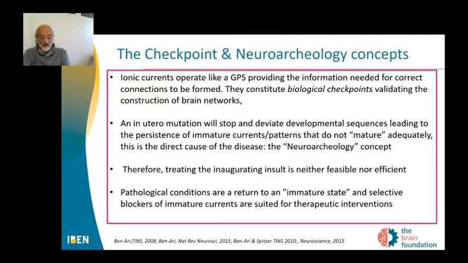This has a couple of implications. It means that treating the inaugurating insult, for instance, the mutation, is not feasible and not efficient because the disease is caused really by the consequences of this early insult. It also means that in pathological conditions, there is a sort of return to an immature state of certain neurons or ensemble of neurons, and therefore selective blockers of these currents are suitable for therapeutic interventions because they will block the disturbance by doing a sort of pharmaceutical surgery without impacting the normal developing neurons. This is a concept of neuroarcheology which has been confirmed in various animal models.